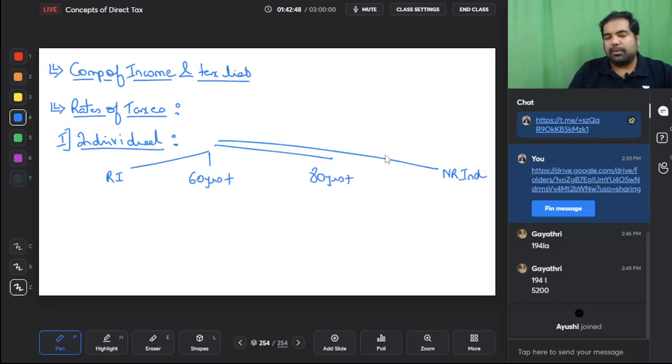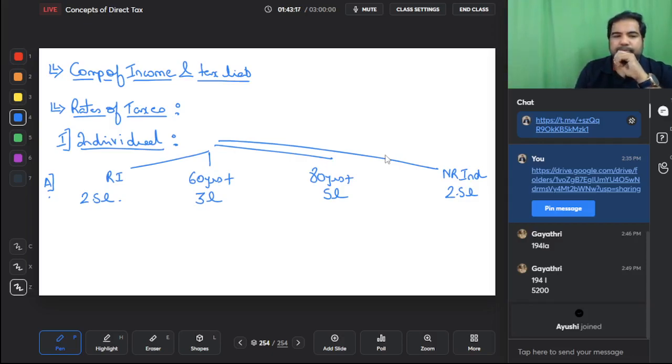These are the people. For resident, the basic exemption limit, and we're talking about first, is basic tax. So the basic exemption limit is 2.5 lakhs. Here it is 3 lakhs. Here it is 5 lakhs. And here it is only 2.5 lakhs. So no higher basic exemption limit for non-resident individual. Then the slabs are the same, 5% up to 5 lakhs. From 5 to 10 lakhs, 20%, and 10 lakh plus is 30%.